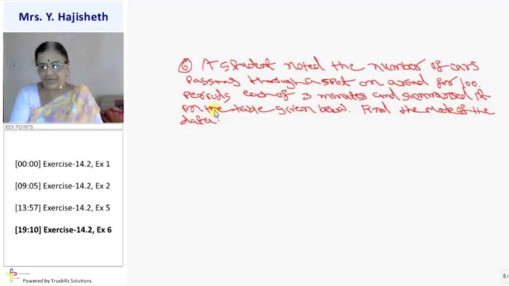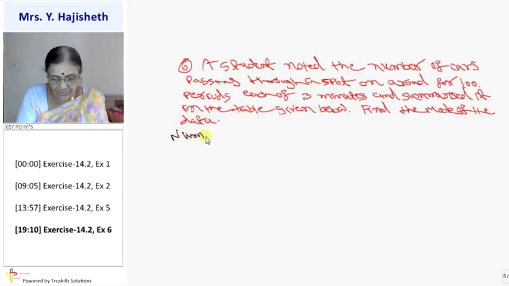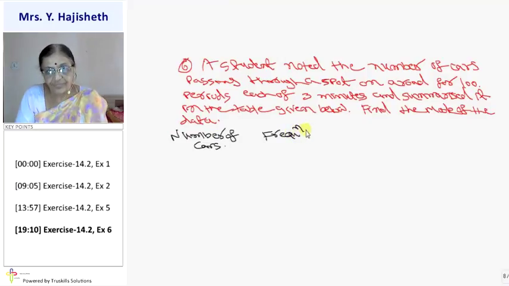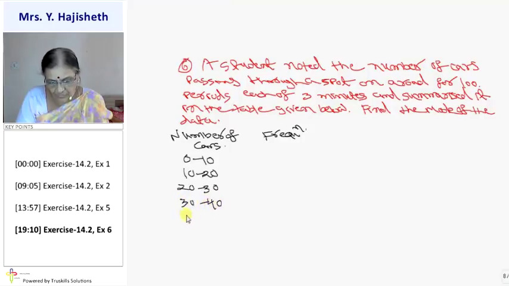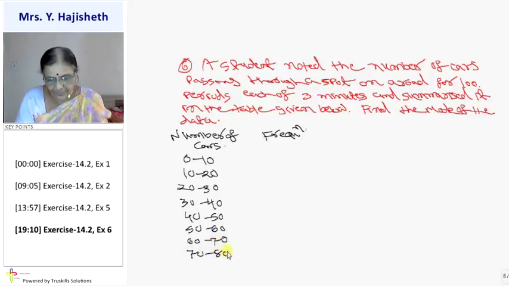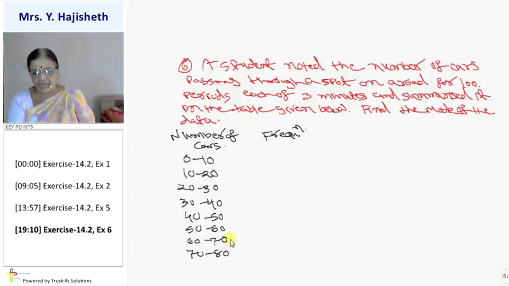Now the table is given like this. You are given the first column, number of cars, and the second is frequency. Number of cars between 0 to 10, then 10 to 20, 20 to 30, 30 to 40, 40 to 50, 50 to 60, 60 to 70, and 70 to 80.